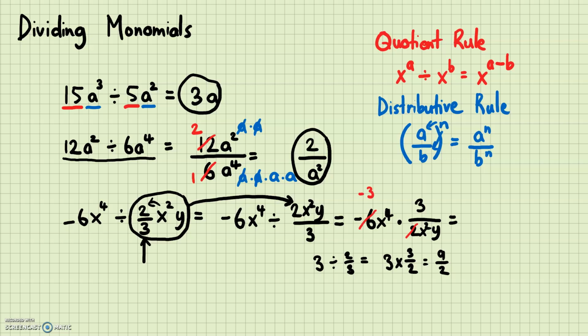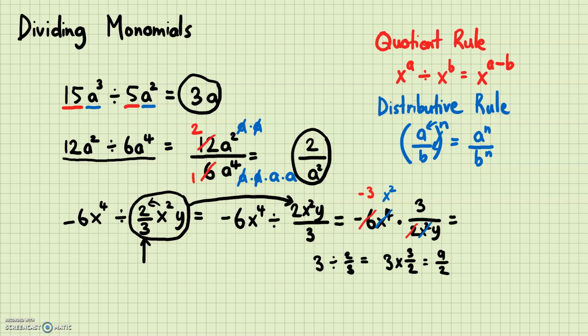We can also cancel the x to the fourth power. We have 4 x's on top and 2 x's on the bottom. So we'll cancel that, we'll cancel this, and we'll be left with x squared because we canceled 2 x's. And we can't cancel anything else. We can just simply multiply them across.